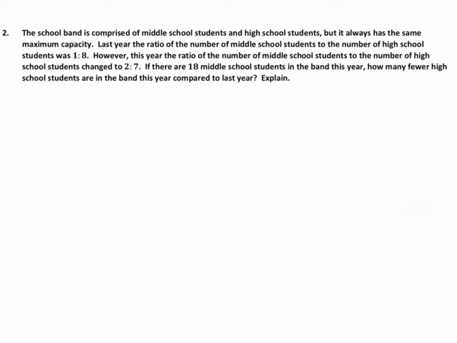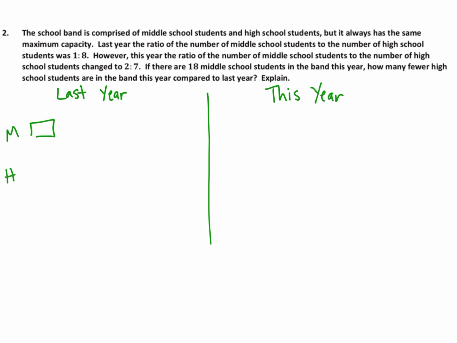So again, we're going to have that two-sided setup. Then we need to write out the ratio for middle school to high school. And it was 1 to 8. This year, that ratio for middle school to high school is 2 to 7.